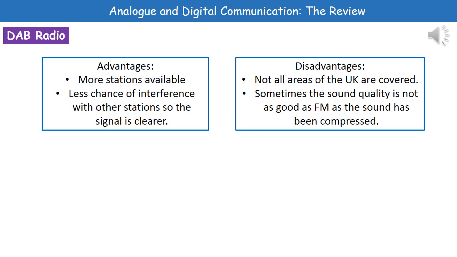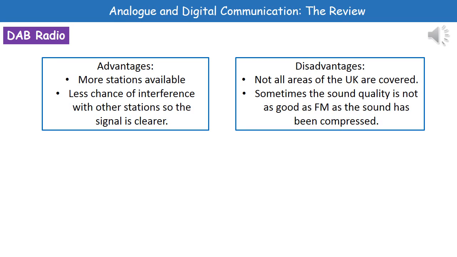One of those recent developments we've had is DAB radio, so it's digital radio. Now, there are some advantages of having a digital radio. First one is that we get more stations available as a result of multiplexing. Second thing is that we get less chance of interference, so we get a clearer signal.